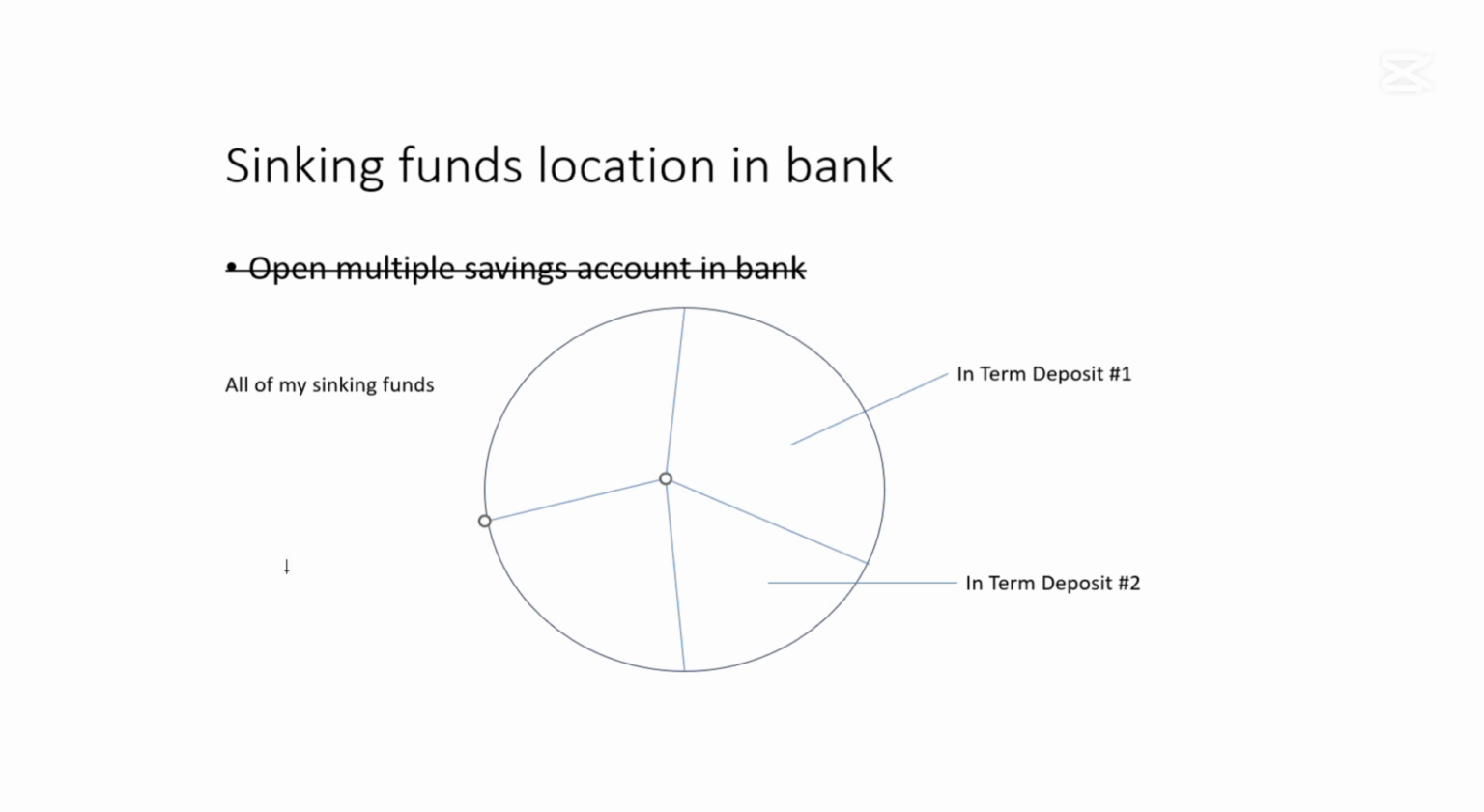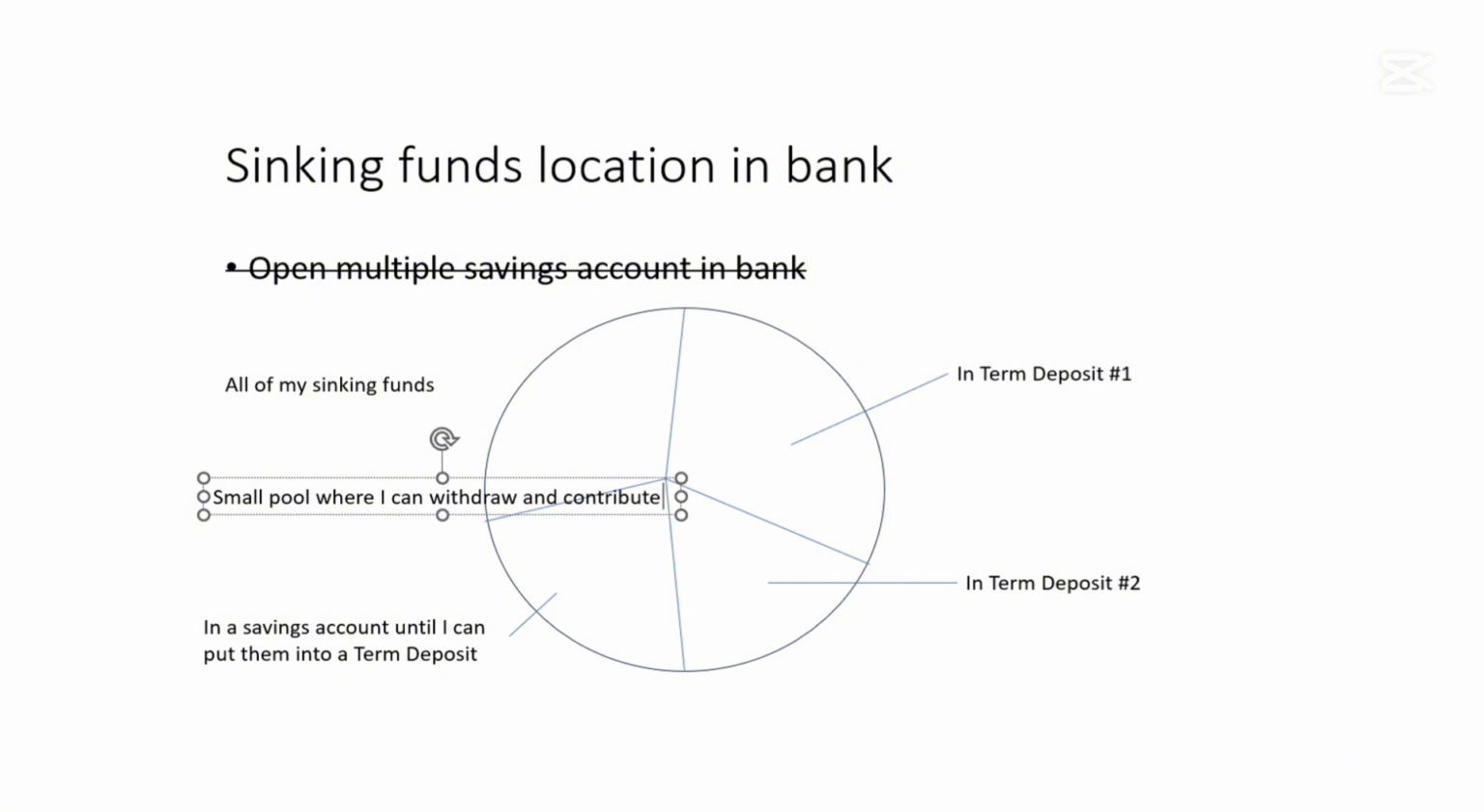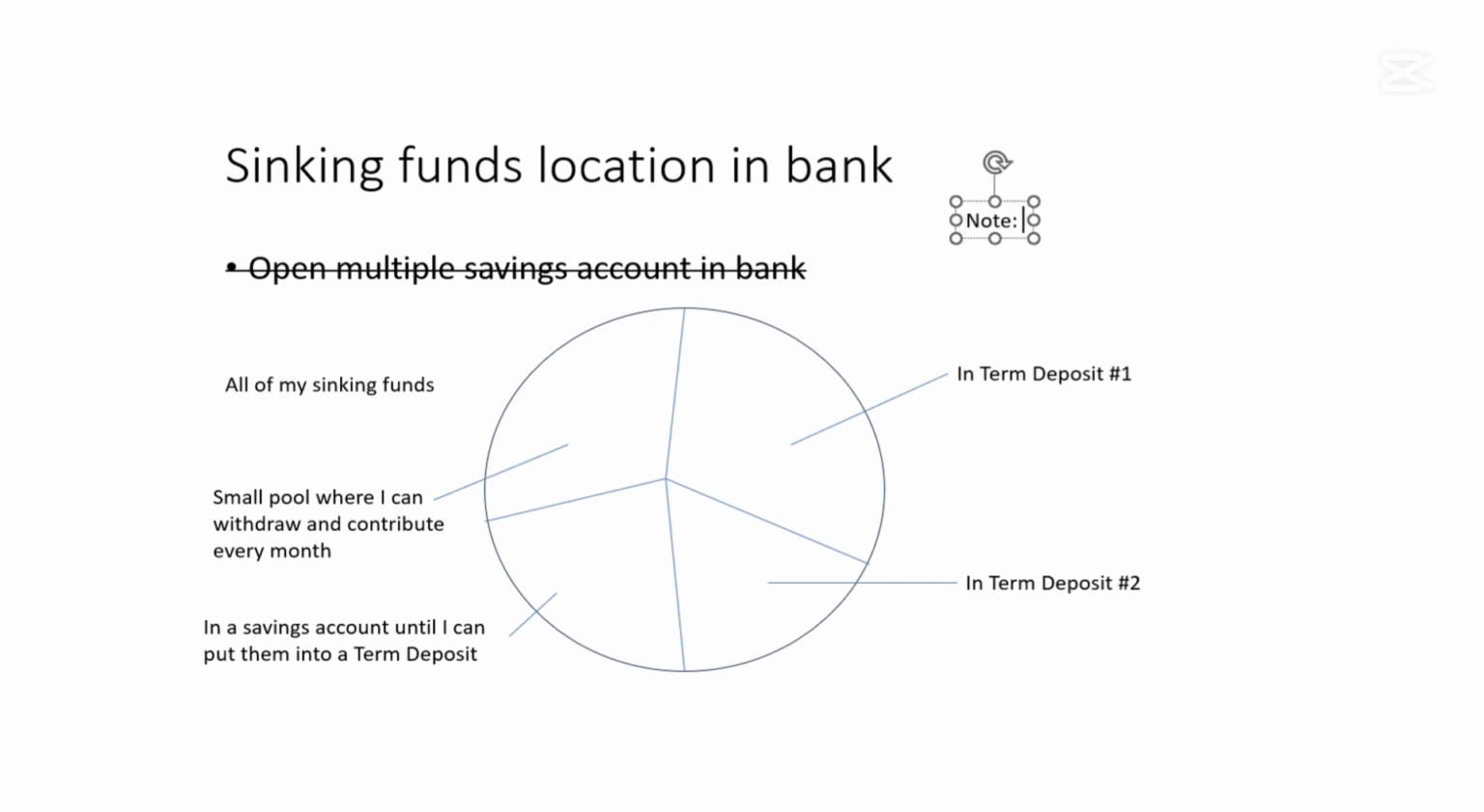So I have a part of my sinking funds in term deposits. That's where it can earn me a higher interest, but the downside is it is not readily available until it has matured. And some parts of my sinking funds are allocated in savings account or checking account, where it earns a lesser interest, however, I can withdraw from them when I need to.